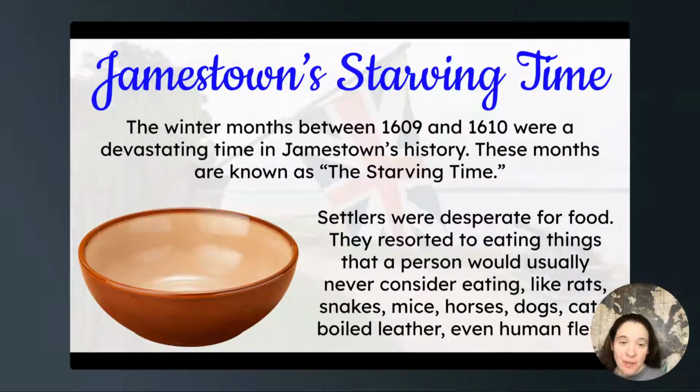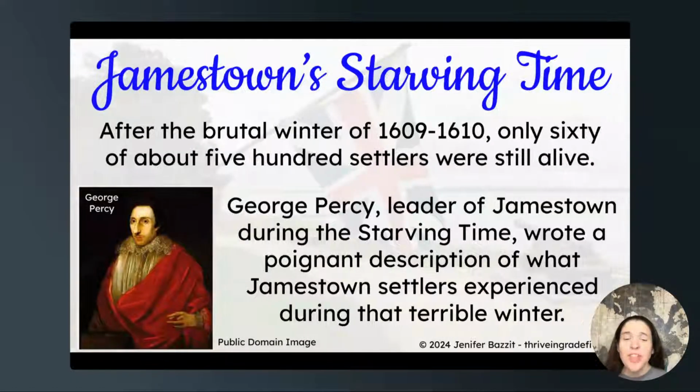So, when I talk about Jamestown's starving time, I'm talking about the winter months between 1609 and 1610. These months were a devastating time for Jamestown. They're known as the starving time. Settlers were desperate for food. They resorted to eating things that a person would usually never consider eating, like rats, snakes, mice, horses, dogs, cats, boiled leather, even human flesh. After that brutal winter, only 60 of about 500 settlers were still alive. So most of the settlers died during the starving time.